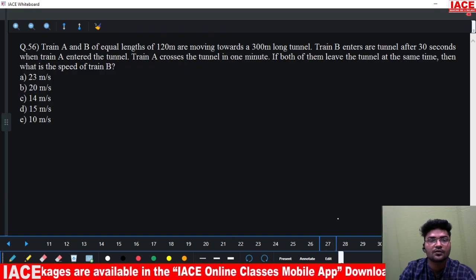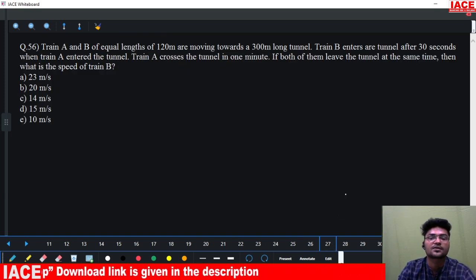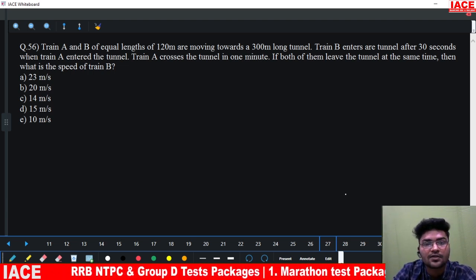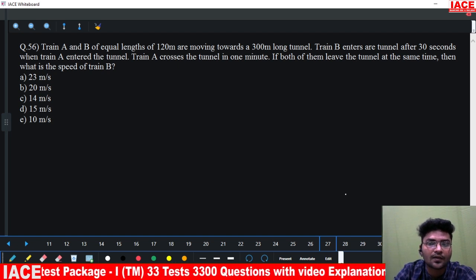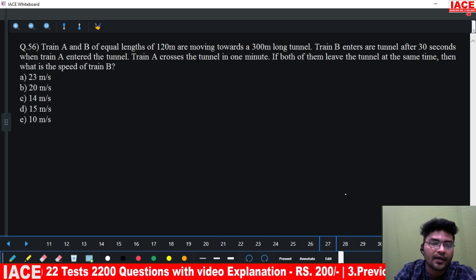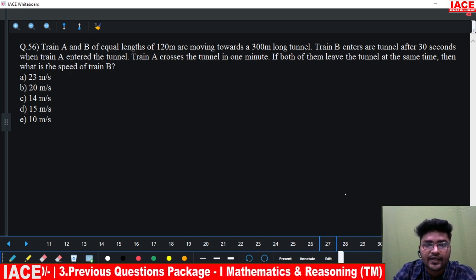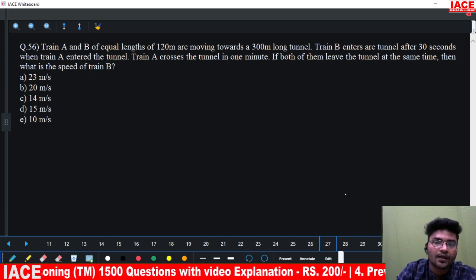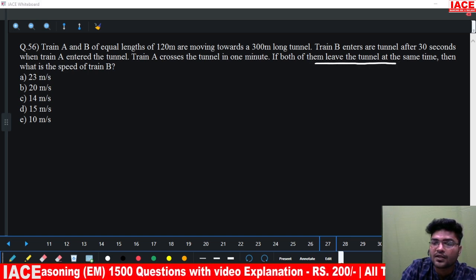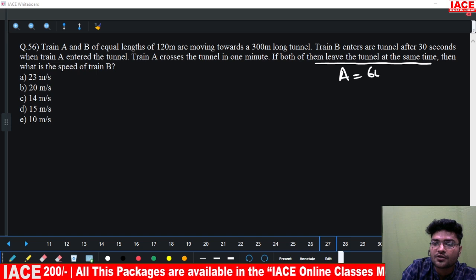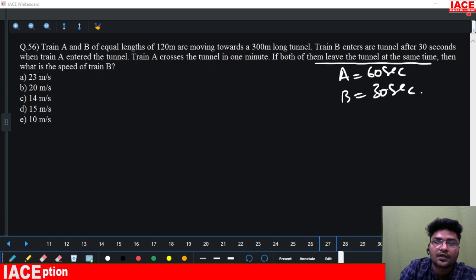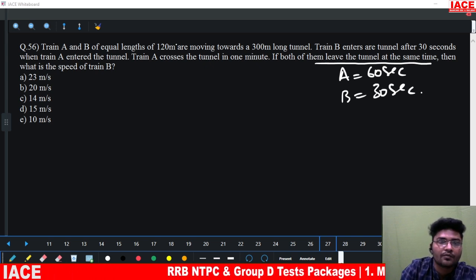Next question, question number 56. Trains A and B of equal lengths of 120 meters are moving towards a 300-meter long tunnel. Train B enters the tunnel 30 seconds after train A entered. Train A crosses the tunnel in 1 minute. If both of them leave the tunnel at the same time, A is taking 60 seconds to cross, B is taking 30 seconds.